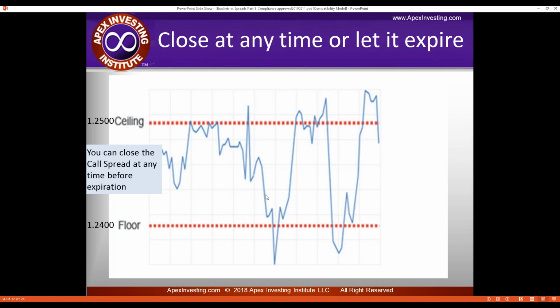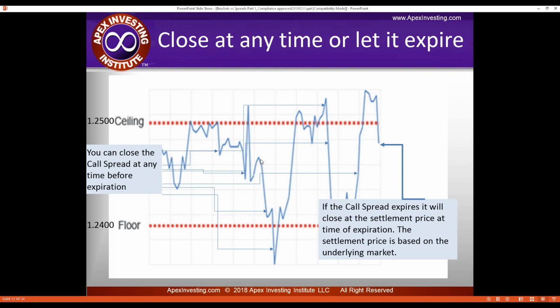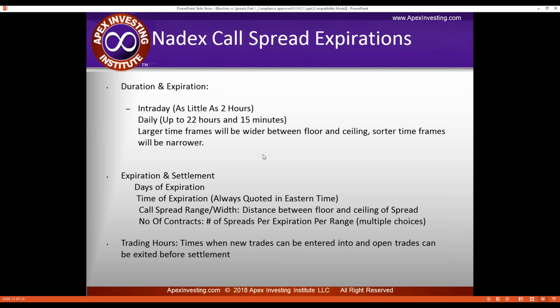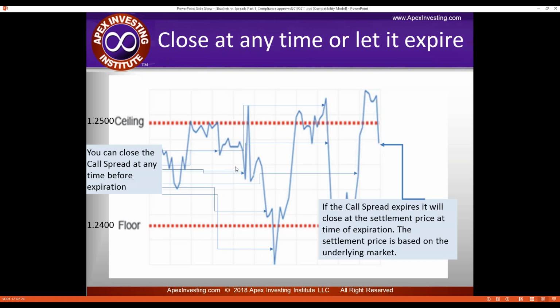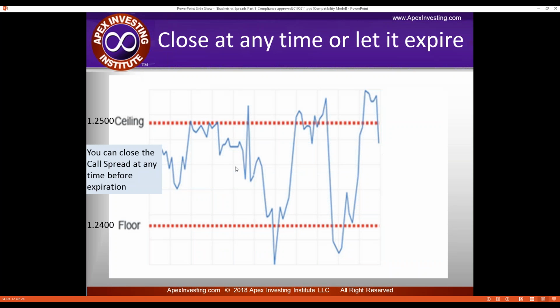Doesn't matter where I get in or where I get out, my profit or loss is determined by the difference of where I got in or out. So I can exit early, whether it's going for me or against me, or I can hold it until expiration. Because again, just because it touches one side or the other does not close out the trade. The trade is still open until I close it or until expiration. Okay, so if we were buying, it would be simply the opposite.